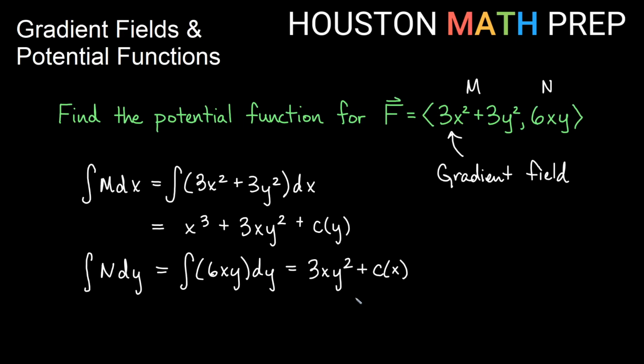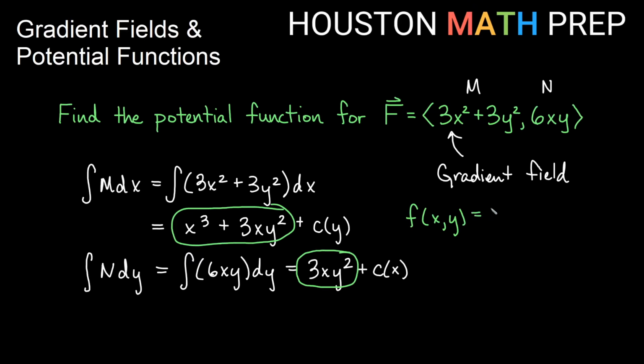Now, ignoring these constant terms here, what is my potential function? Well, my potential function is all of the unique terms that I have. So if you look at this list here, and this list here, and we write down all of the unique terms that we have there, then our f of xy, our potential function, is going to be x cubed plus 3xy squared. Once I've written down 3xy squared from here, I don't need to write it again from there. I've already written it in there, and that's our potential function for this gradient field here.